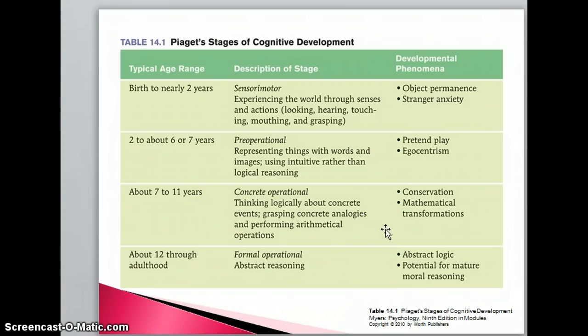The third stage is concrete operations, which is the elementary age cognitive grouping, where children at this stage can think logically about very concrete events and things that they can actually manipulate and touch and have direct experience with. Concepts such as conservation and simple mathematical transformations are some of the new cognitive abilities you see during this third stage of cognitive development.